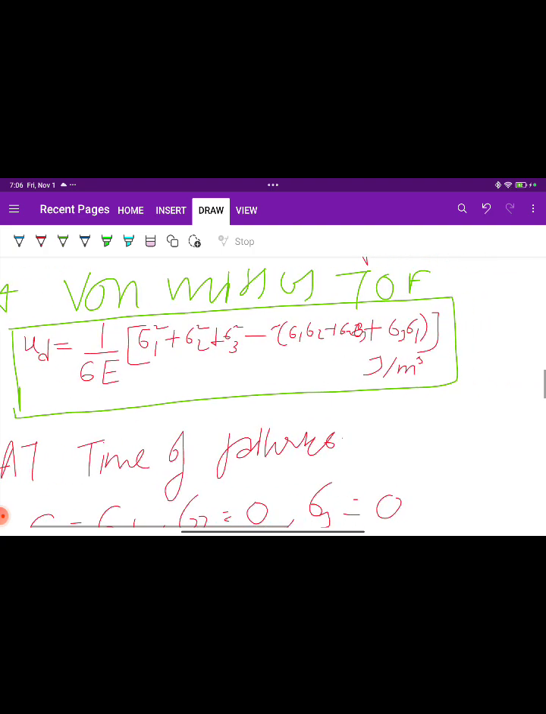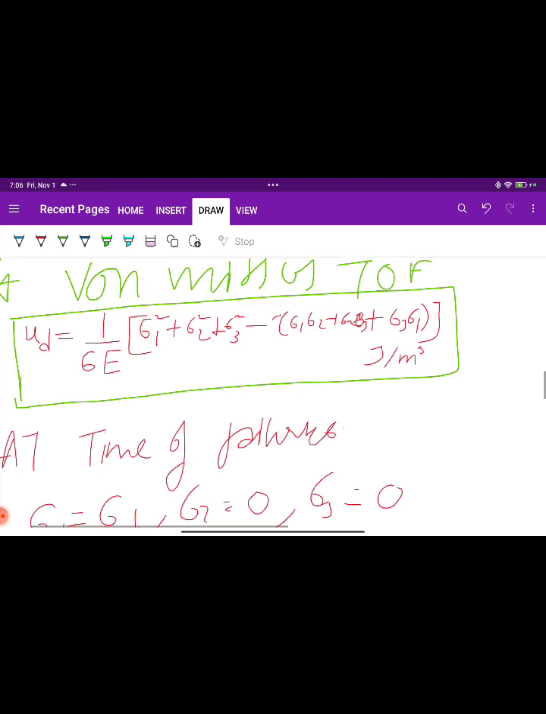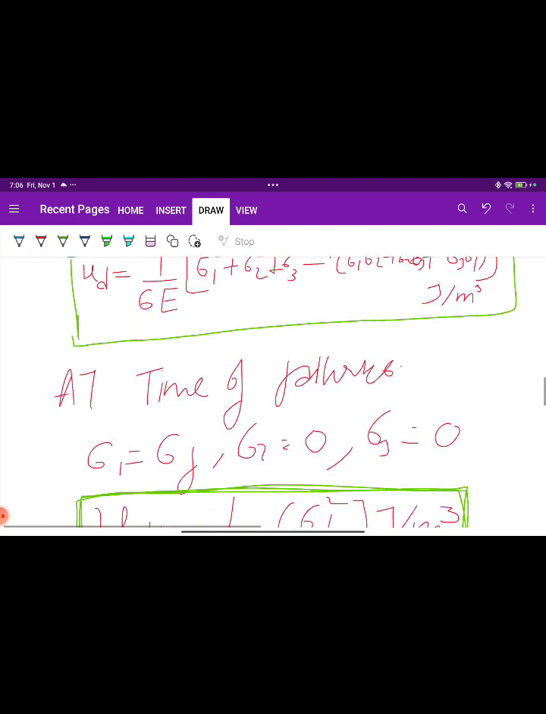And then we have talked about von Mises' theory of failure, the distortion energy. Distortion energy will be equal to 1/2E [sigma 1 square plus sigma 2 square plus sigma 3 square minus sigma 1 sigma 2, sigma 2 sigma 3, sigma 3 sigma 1]. You need to notice that in this condition as well, the formula is quite similar to that of Haigh's strain energy theory of failure.